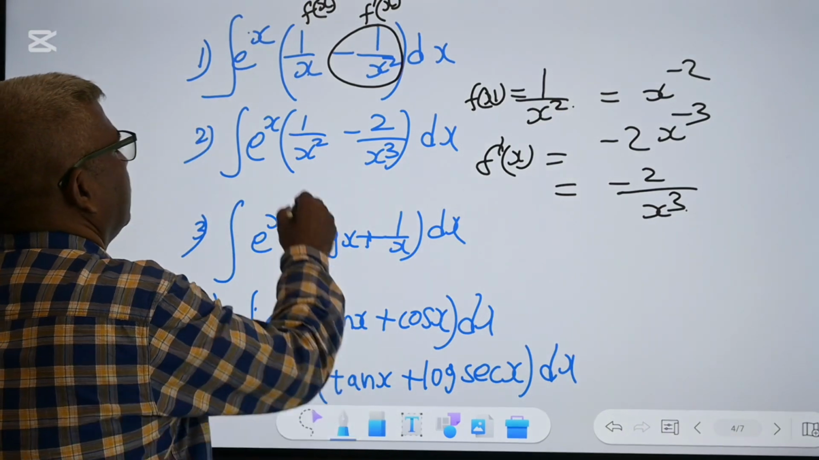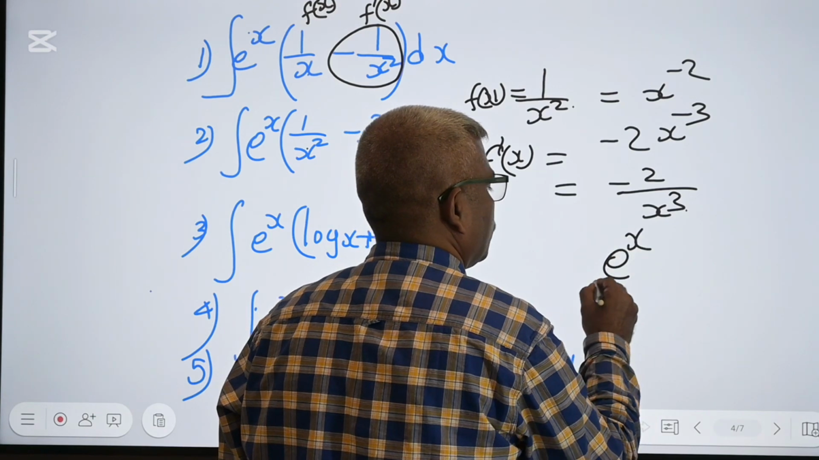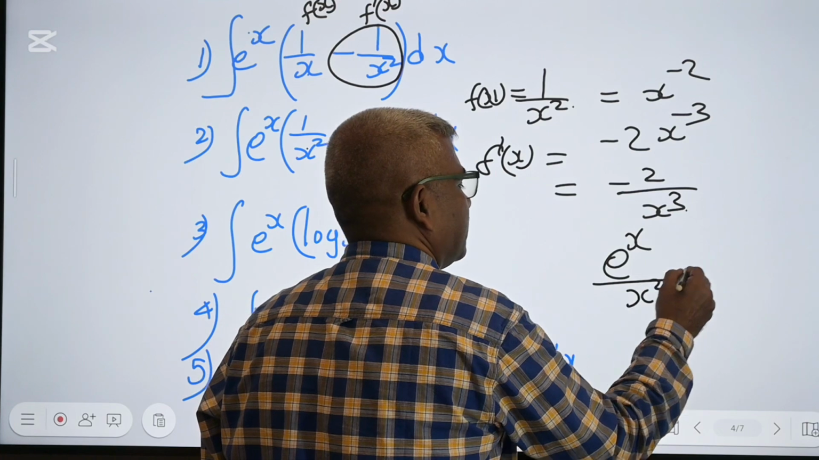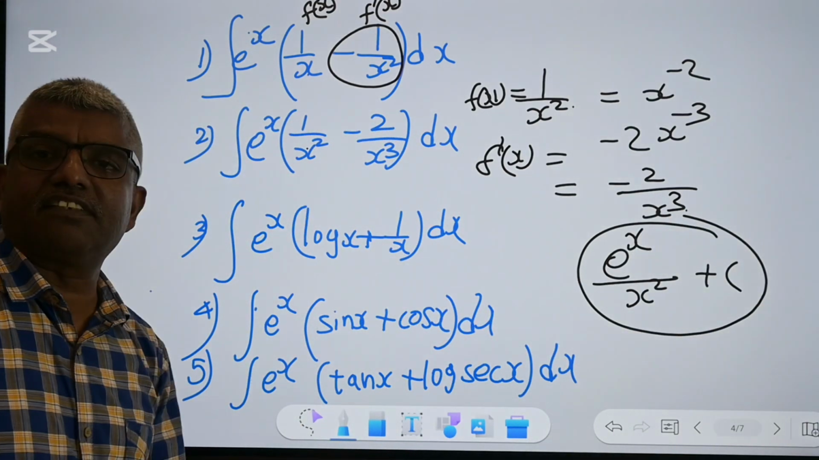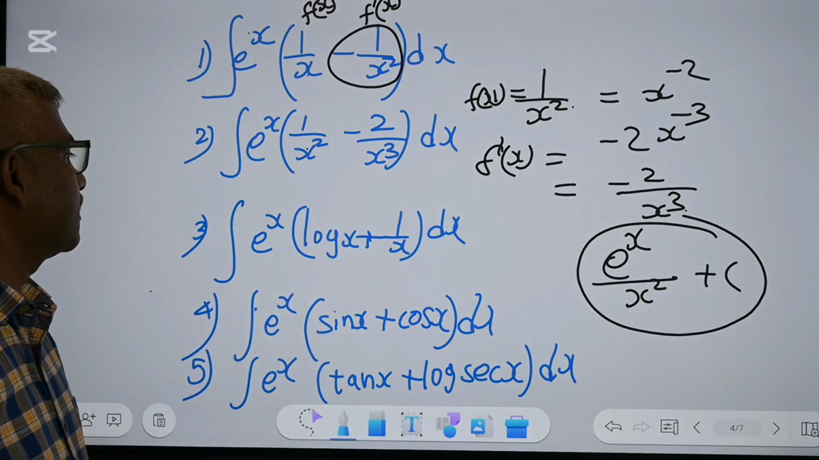Simple and sweet. So directly you can write the answer. Question number 2 answer is e power x times 1 over x squared, I can write in the denominator, that's it, plus c. E power x times 1 over x squared, I just written e power x over x squared.